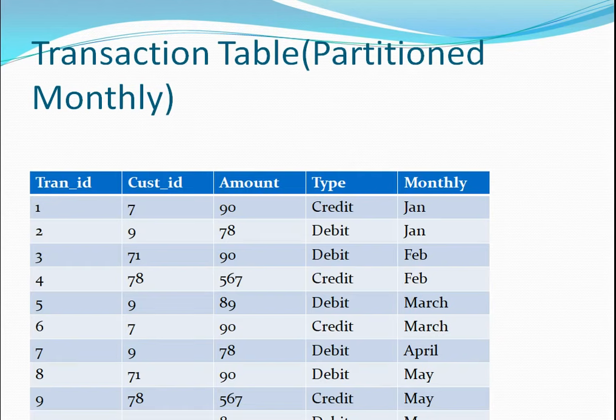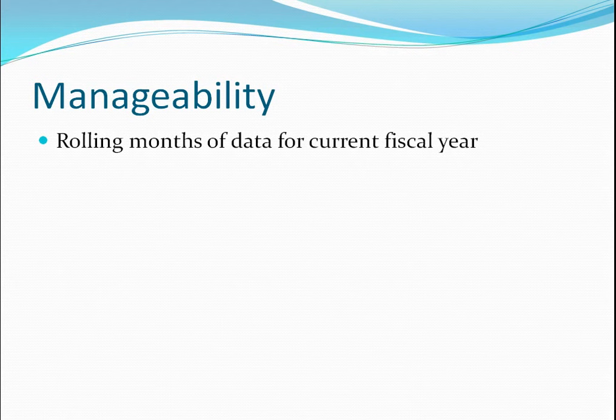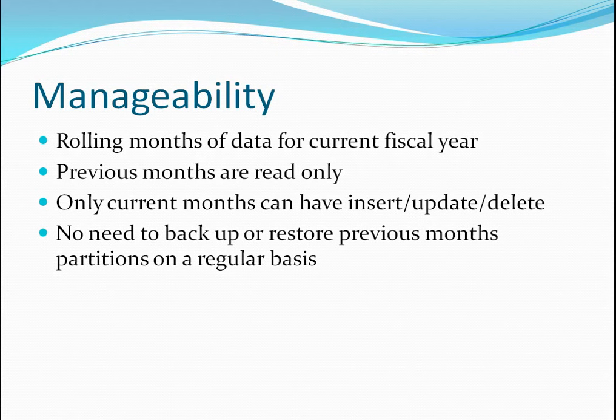Now, if you partition the table on this particular column, the month, what will happen? It will be very easy to manage for the DBA. So we are maintaining the rolling months of data for the current fiscal year. Previous months' data are read only. Only the current month can have insert, update or delete.